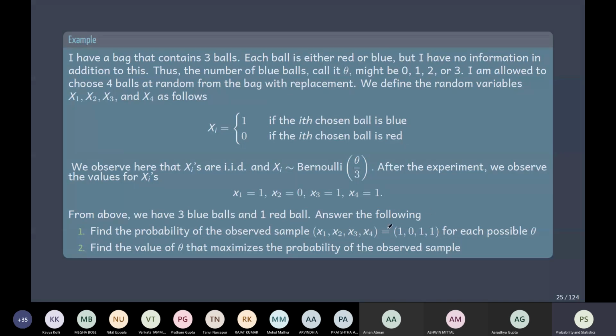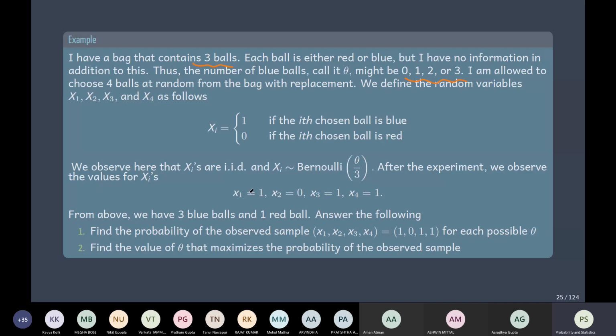So this is the data we are given. Theta is the number of blue balls in the bag, and it is actually a fixed quantity. Theta is fixed, it's just that we don't know it. But since we don't have an idea of anything, it could be any of these, and then we are picking 4 balls with replacement, and then we have certain observations.